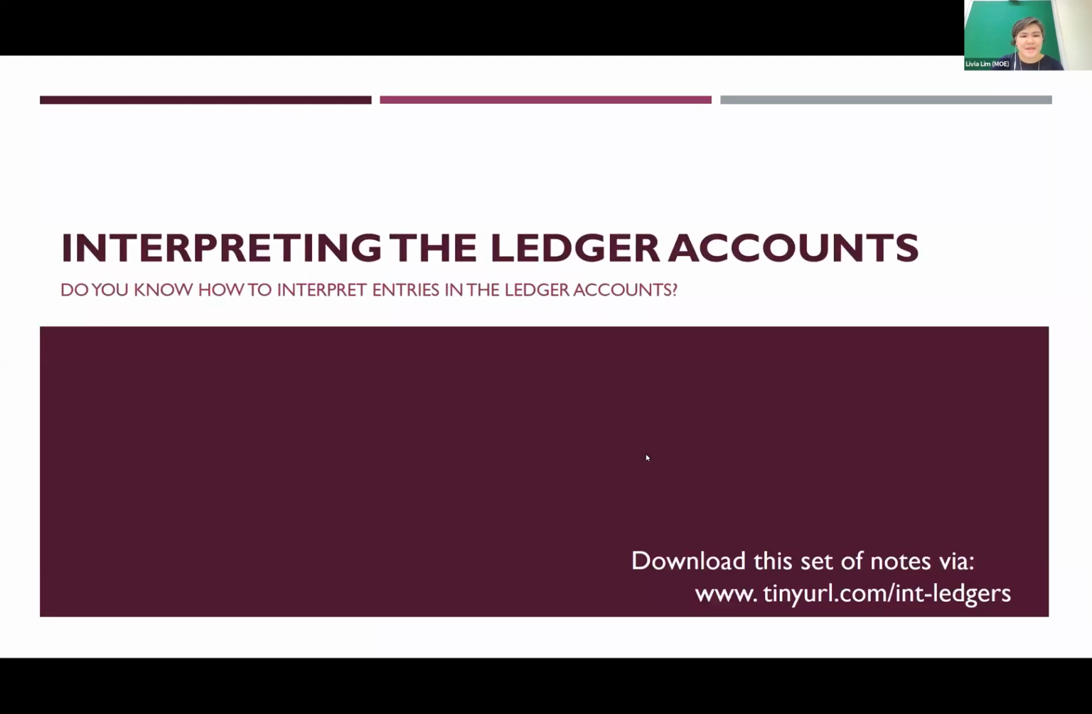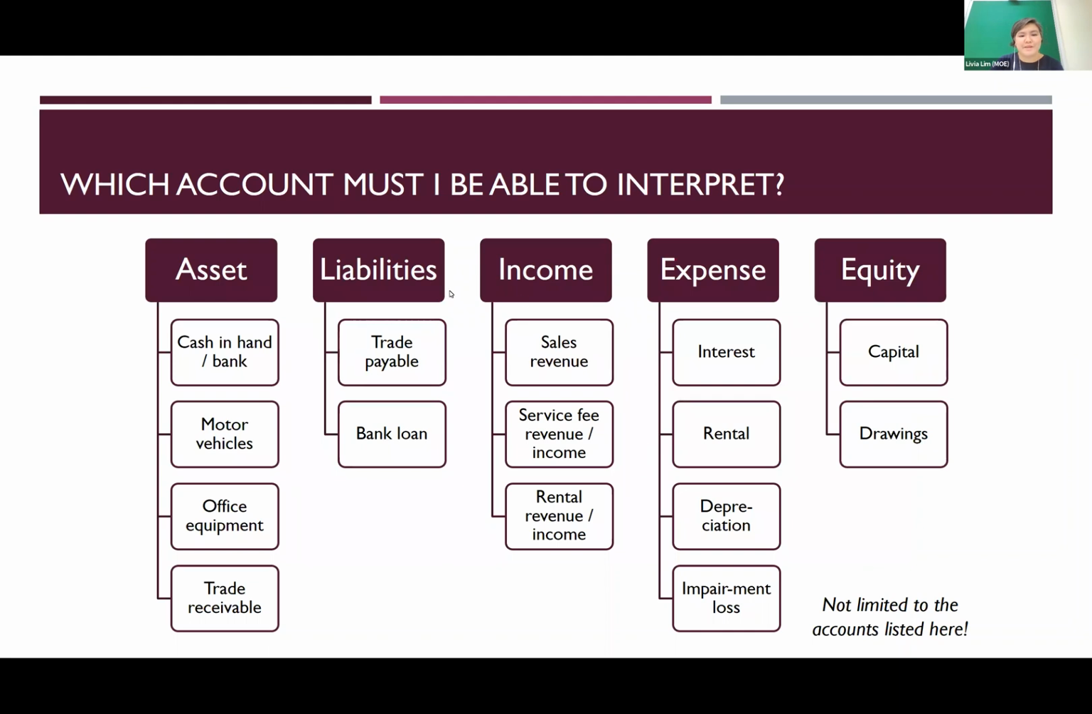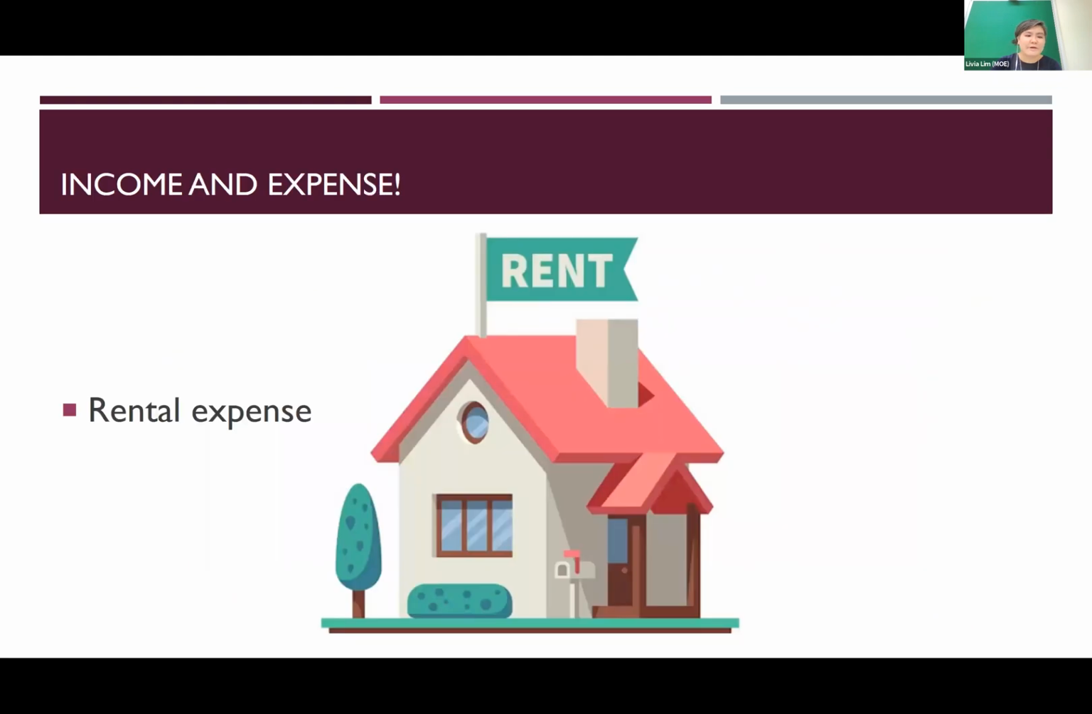Now, I will go through in particular the income, expense, and equity first, followed by the asset and liabilities. Because asset and liabilities, I think you may have a little bit more exposure to them and you might be more familiar with them, but you might maybe need a bit more revision on income, expense, and equity first. All right, so without further ado, I will start out first with rental expense.